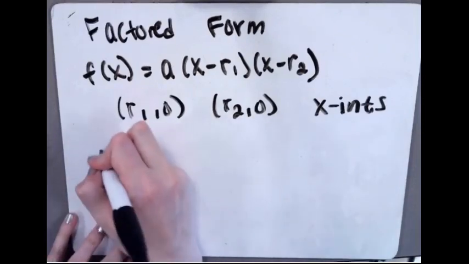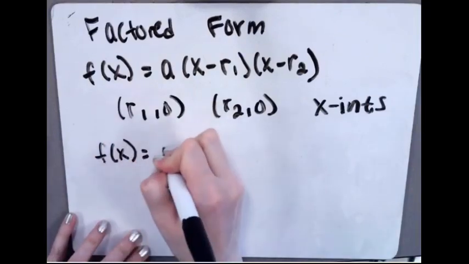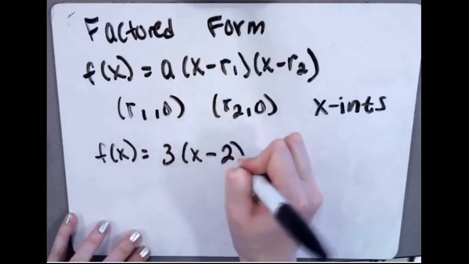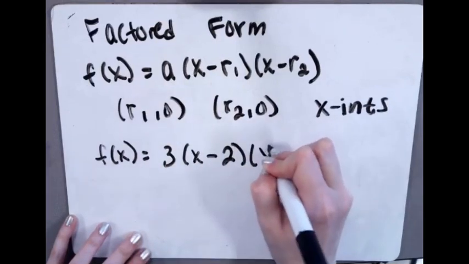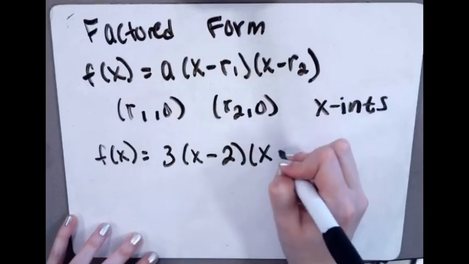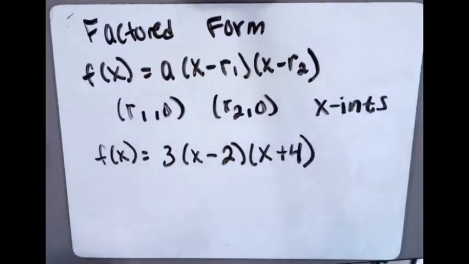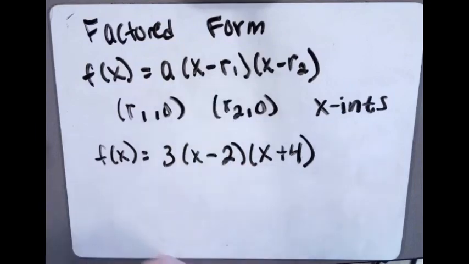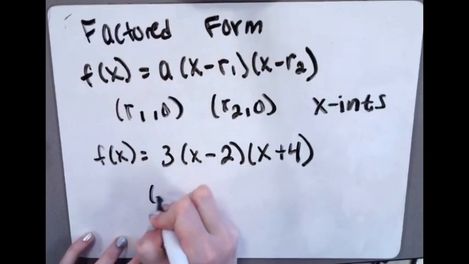So for example, I've got 3 times (x minus 2) times (x plus 4). Remember, whatever numbers are being subtracted are the x-intercepts. So in here, I see that 2 is being subtracted. So 2 is the x-intercept.